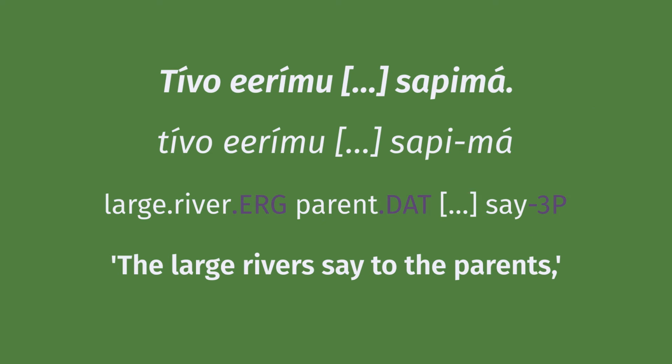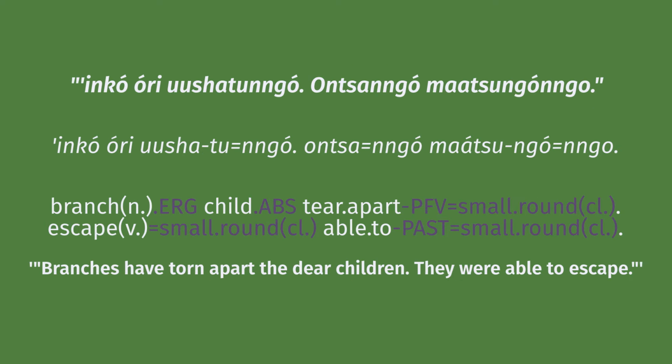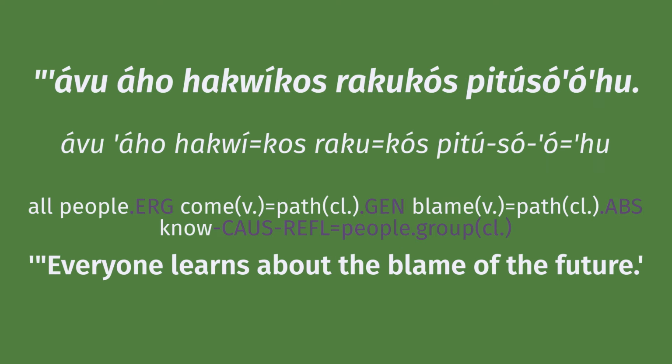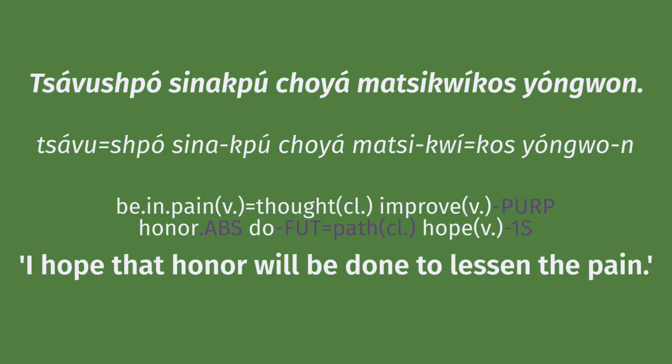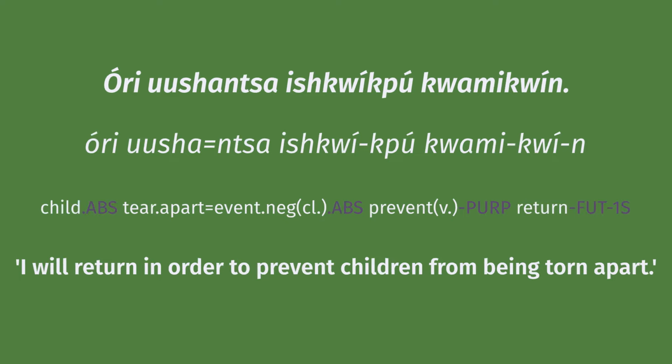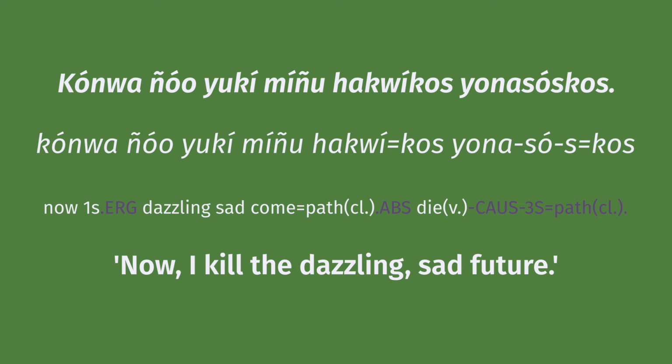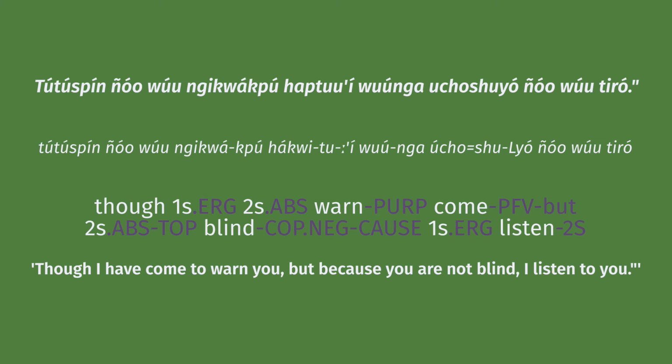The large rivers say to the parents, 'Branches have torn apart the dear children. They were able to escape.' A wise fisherman descended. He says this, 'Everyone learns about the blame of the future. I hope that honor will be done to lessen the pain. I will return in order to prevent children from being torn apart. Tomorrow, everyone will know a new future. Now, I killed the dazzling, sad future. Though I have come to warn you, but because you are not blind, I listen to you.'"